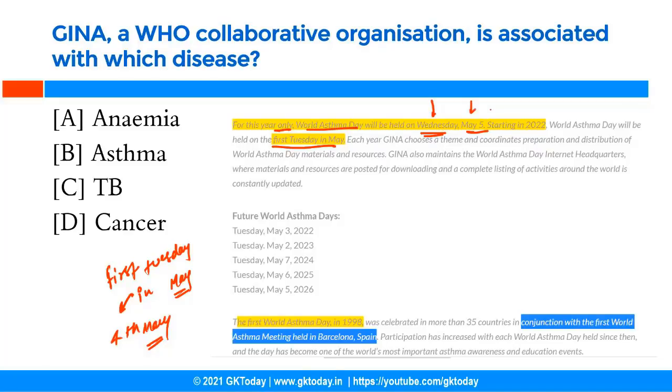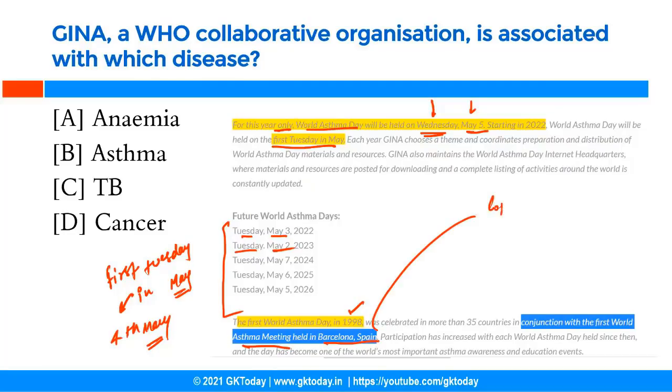That's why there is a confusion. From next year onwards, it will be on the first Tuesday in May. So you can see that upcoming World Asthma Days are going to be on 3rd of May because it is the first Tuesday. In 2023, it is going to be on 2nd of May because it is the first Tuesday, and so on. The first World Asthma Day was celebrated in 1998, and it was a result of first World Asthma meeting, and that meeting held in Barcelona in Spain.